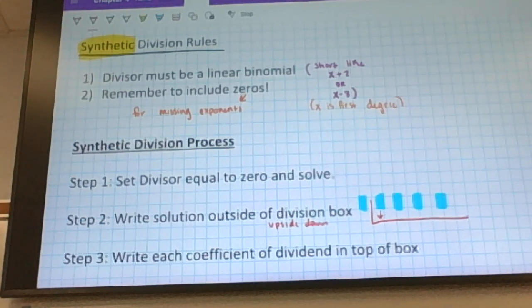Okay, so we got coefficients in the top box, no x's. Can I scroll? Yes. Scroll a bit.